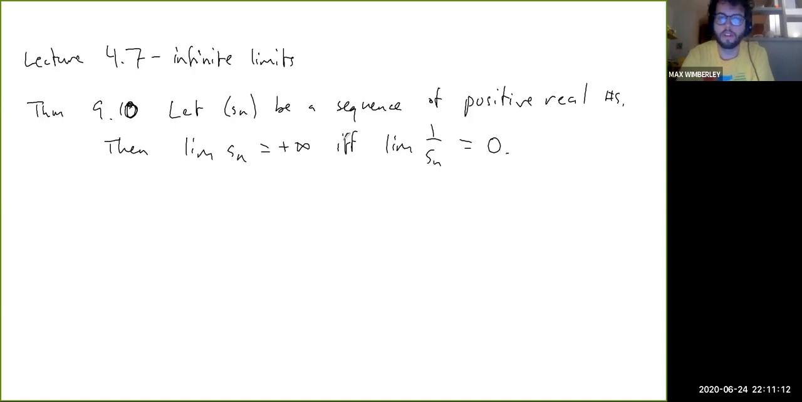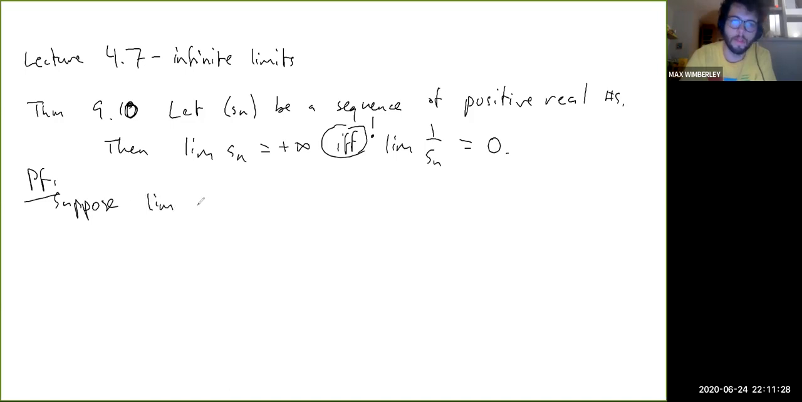So now notice, there's an if and only if here. So that means we have to go 2 directions, right? So let's first assume, proof. Suppose the limit of Sn equals infinity. Now we want to show that the limit of 1 over Sn equals 0. So let epsilon be greater than 0, and we want to get 1 over Sn less than epsilon.